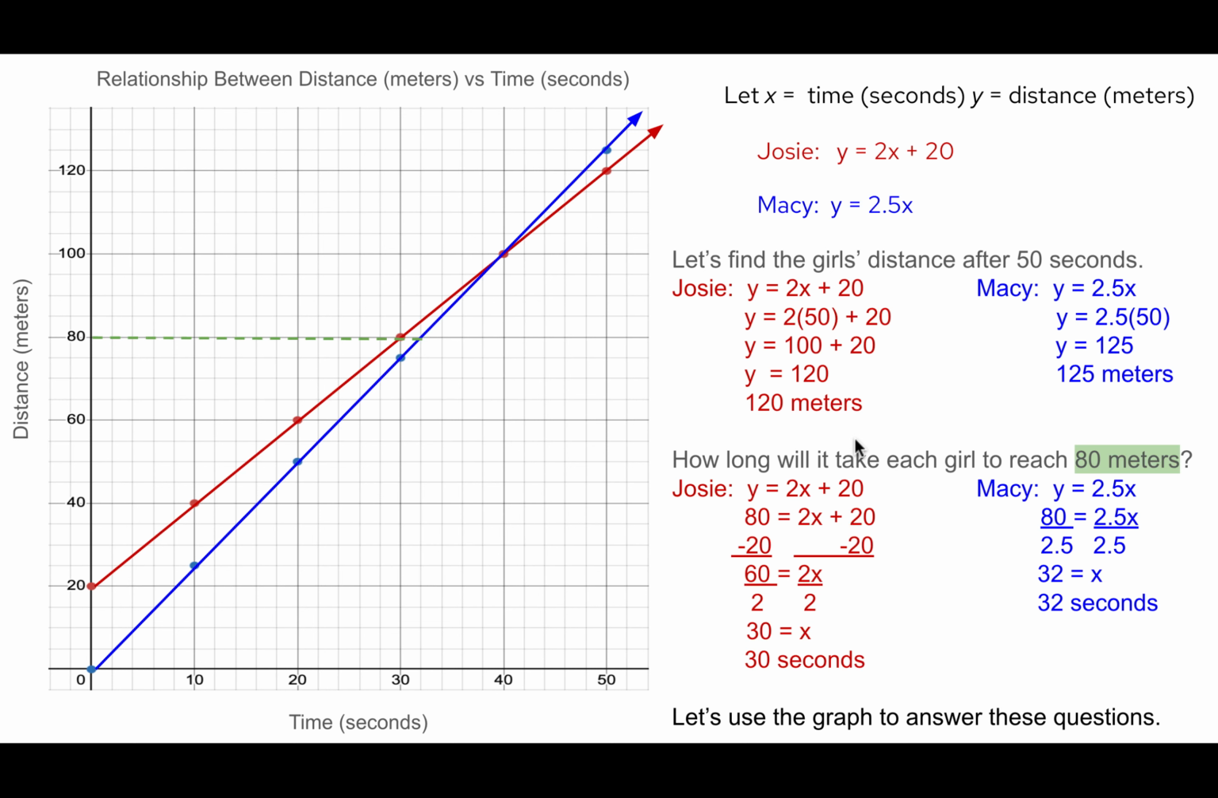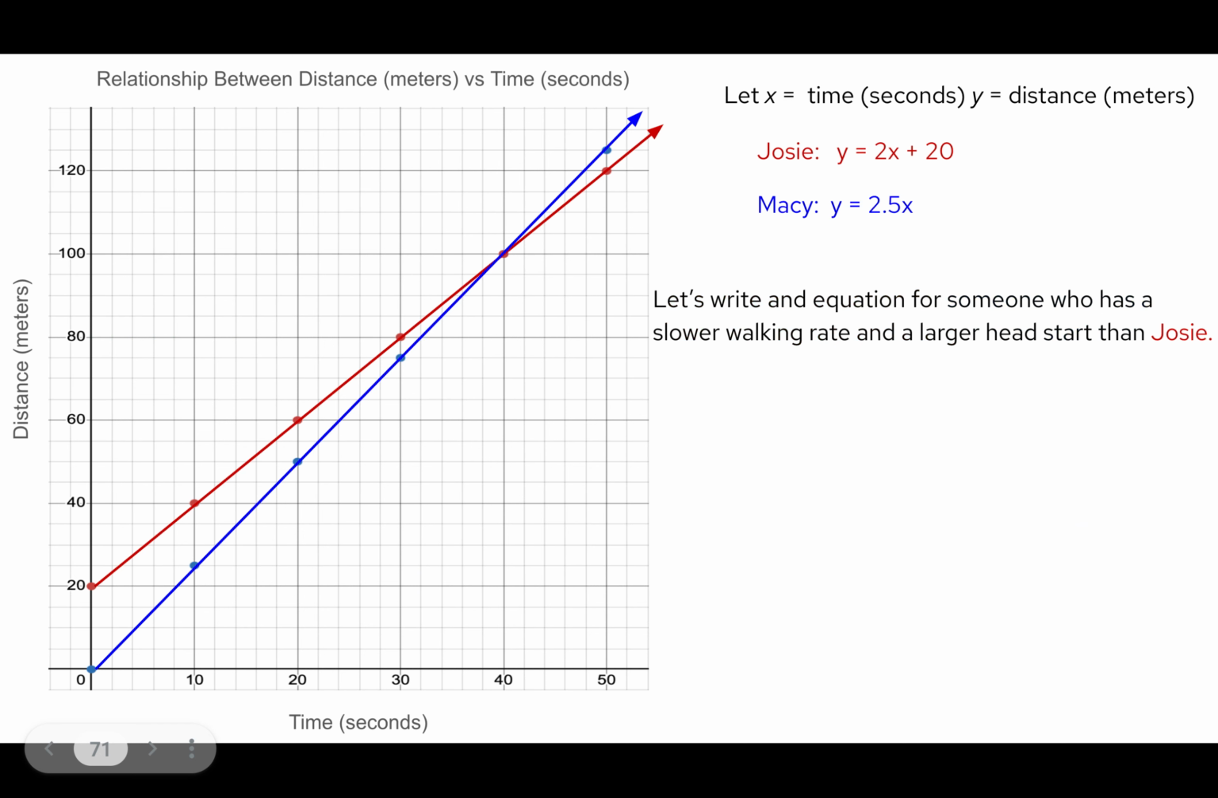We can do the same with 80 meters. At 80 meters, where it crosses, we drop down, and it takes Josie 30 seconds and Macy 32 seconds. So again, you could use the equation or you could use the graph. The equation is going to be more accurate than the graph, depending on the intervals that you use in the graph.